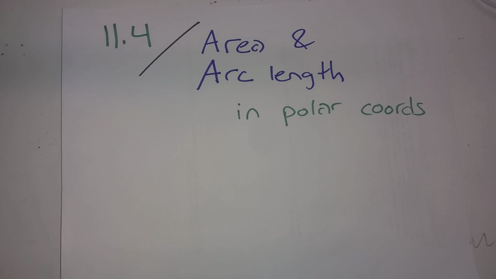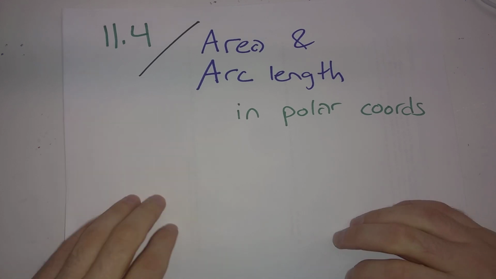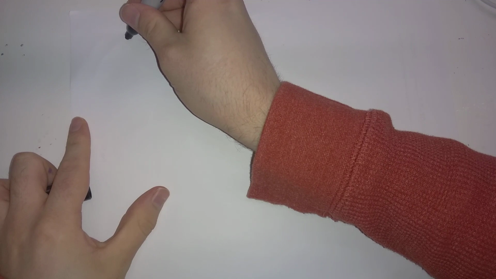It's a bit of a prelude to multivariable calculus, when we'll do even more integrals and double integrals and things like that in polar coordinates. That's section 15.4 of the textbook. Okay, so what's going on here? So let's just draw a picture.